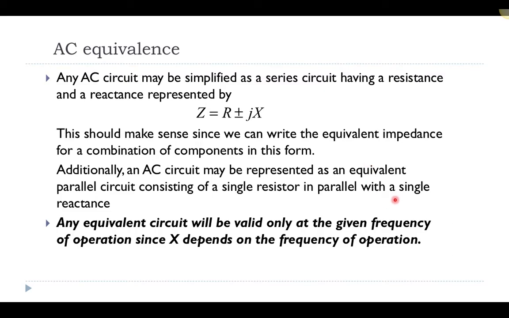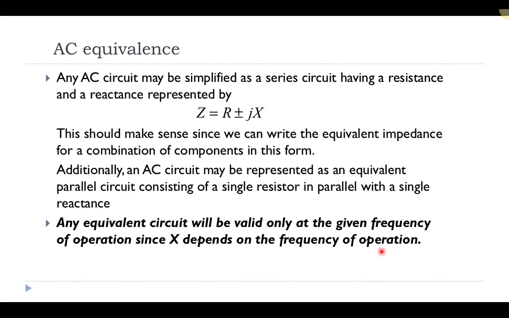It turns out that we can also represent an AC circuit as an equivalent parallel circuit that has a single resistor in parallel with a single reactive component. If I can take an equivalent circuit that's in series and make it an equivalent circuit in parallel, it has to be true that the overall impedance measured across the terminals has to be equal. More specifically, this equivalence is only valid for a given frequency of operation, since the reactive components depend on the frequency of the circuit.